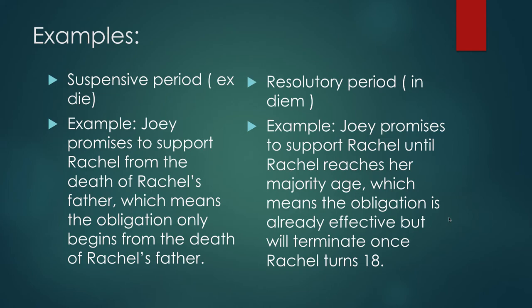So, for suspensive period, example, Joey promises to support Rachel from the death of Rachel's father, which means the obligation only begins from the death of Rachel's father. In resolutory period, Joey promises to support Rachel until Rachel reaches her majority age, which means the obligation is already effective, but it will terminate once Rachel turns 18. So that's the difference. One is already demandable at once at the start, but in suspensive, the obligation can only be demandable at the arrival of the period.